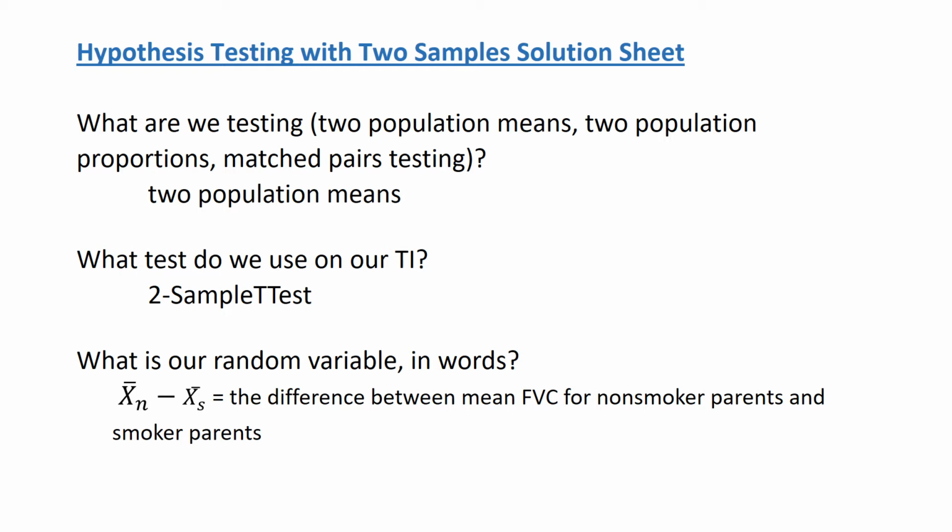Our random variable in words is a difference. Our random variable is x bar n minus x bar s, the difference between the mean forced vital capacity for children with non-smoker parents, or not exposed to parental smoking, and children exposed to parental smoking. Our random variable is those two sample means being subtracted.